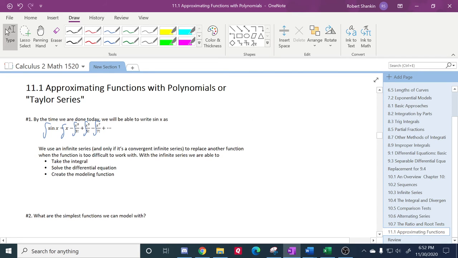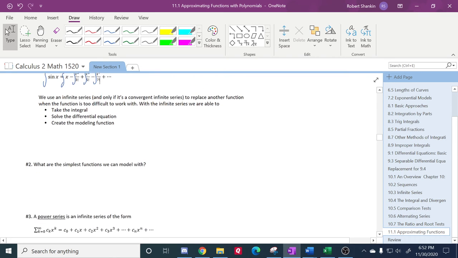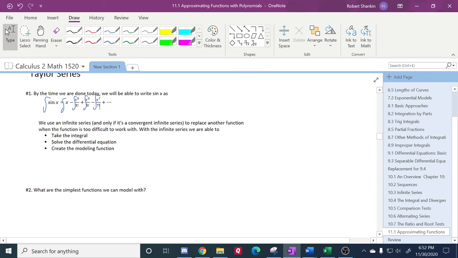Okay. Now, creating modeling functions was the last topic there. It leads us to this next question. What are the simplest functions that we can model with? Does anybody have a suggestion? What are about the simplest functions that you can think of, that you can model other complicated functions with? Anybody?